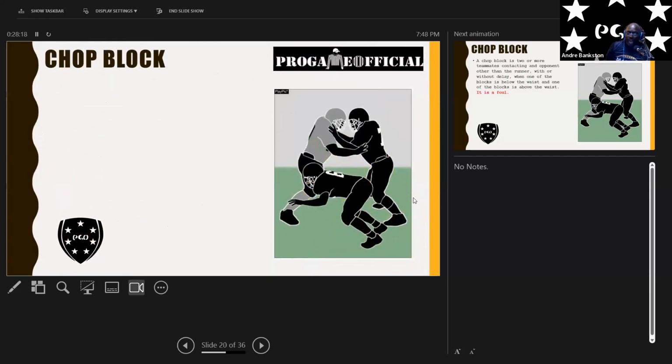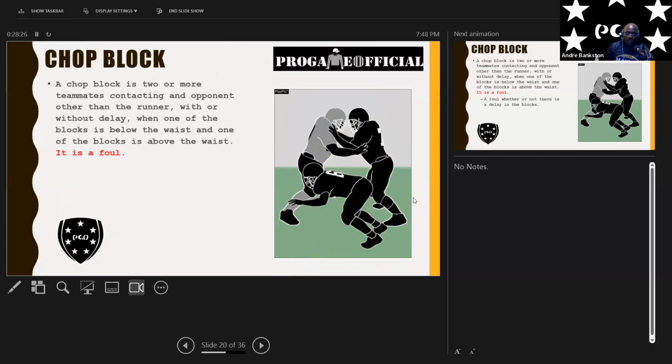All right, chop block. Chop block is when we have two opponents attacking one player. One is high, above the waist, and one is below the waist. Okay? This is a foul. This is not legal anywhere on the football field, in the free blocking zone or outside the free blocking zone. It is never legal. All right?